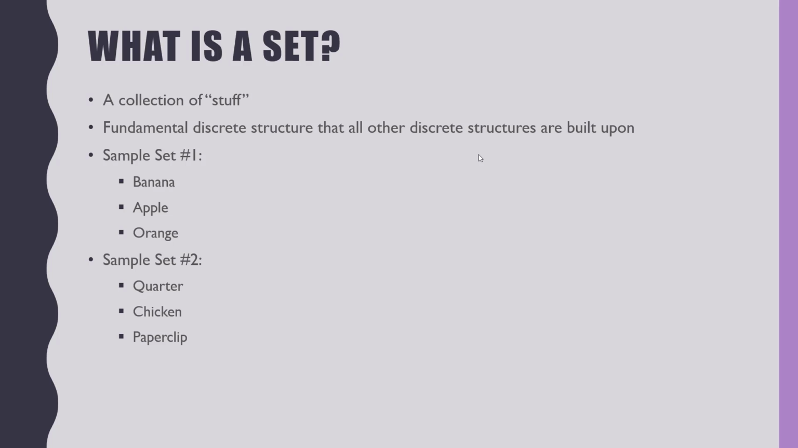But here's an example here. Here's a sample. It's banana, apple, and orange. What's that probably a set of? Fruit, right? Sample set number 2, a quarter, a chicken, and a paperclip. What's that a sample set of? Things you can eat, if you're 5, right? Yeah, it's just a sample of stuff. It's just anything. The point in showing you that second set is they don't have to be related to each other. They can be totally weird, different, unrelated things. Typically they're not, but they can be, all right?